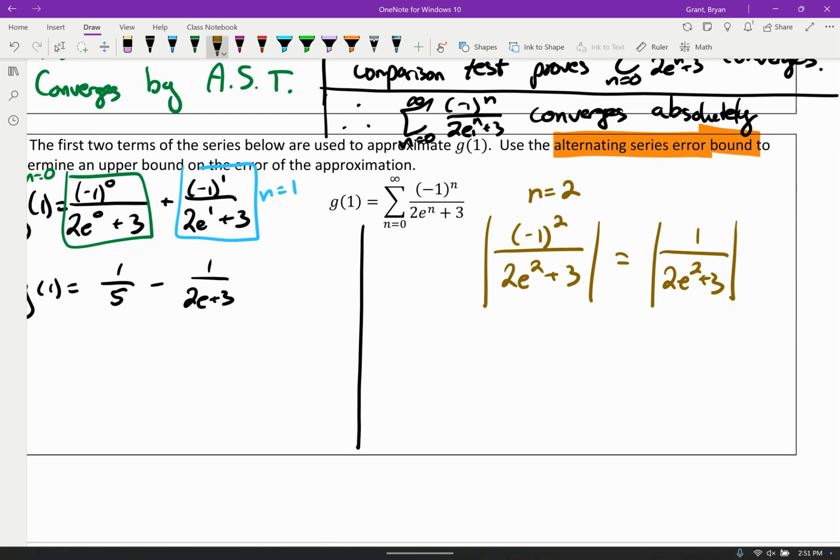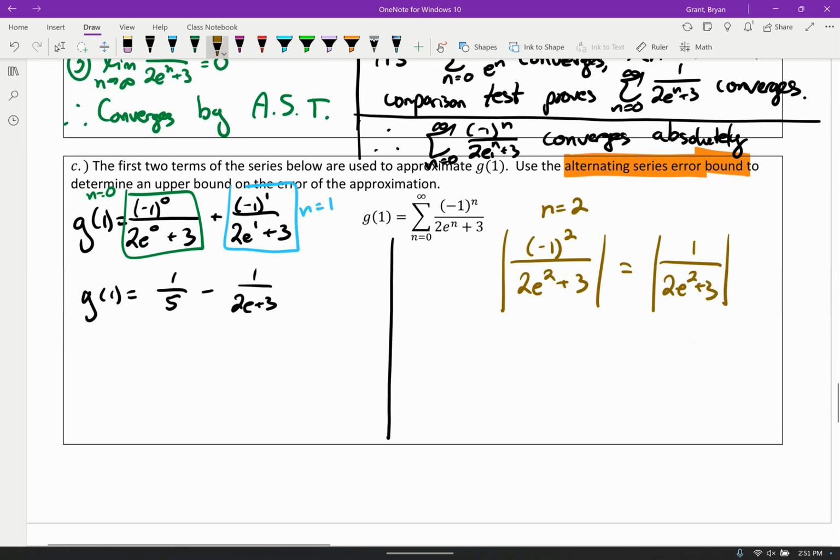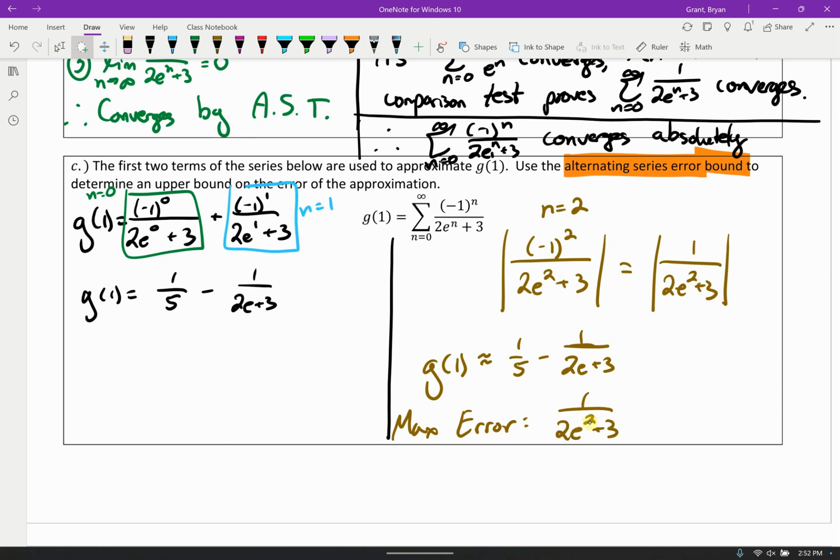What did we just find, though? We found that this is the most we can be wrong by, right? So our sum, g of 1, that was approximated by 1/5 minus 1 over 2e plus 3, is only wrong by, so my max error, is 1 over 2e squared plus 3. That's pretty small, right? e squared, 2 point something, we'll call it 5 times 2 is 10, 13. You're only wrong by 1/13, and you only used 2 terms. The more terms you use, the more accurate you get. Great.